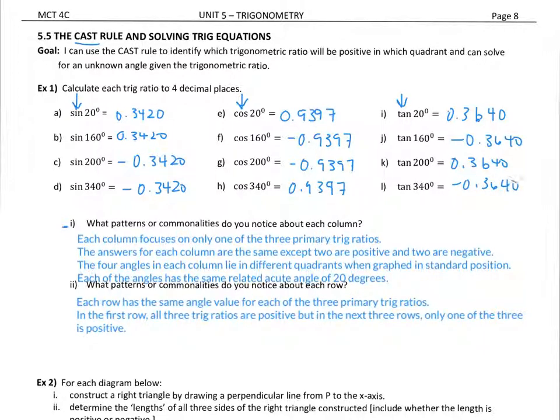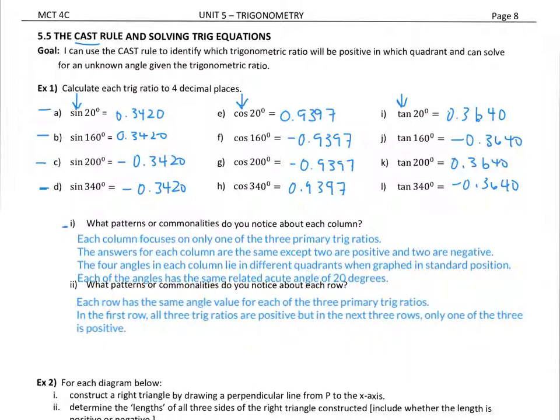What else did I notice for each column? The 4 angles in each column lie in different quadrants when graphed in standard position. In the first row, 20 degrees is in quadrant 1, 160 degrees is in quadrant 2, 200 degrees is in quadrant 3, and 340 degrees is in quadrant 4. So the 4 angles in each column lie in different quadrants.